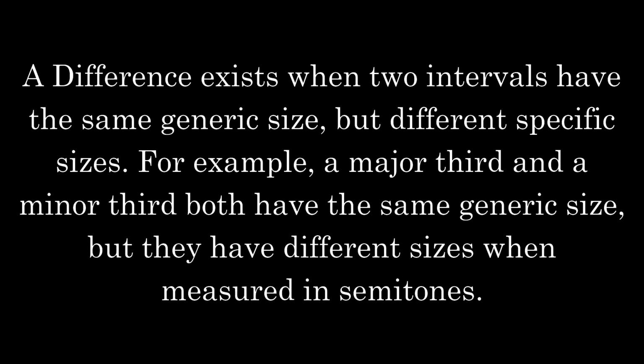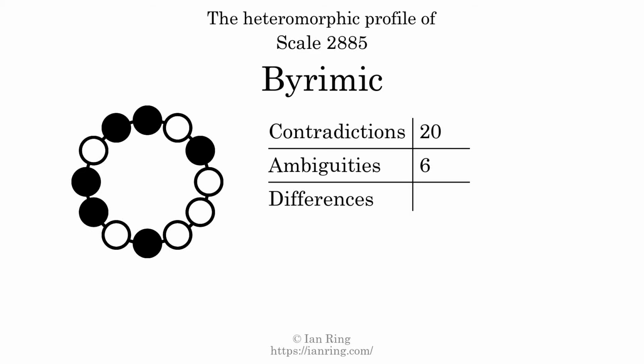A difference exists when 2 intervals have the same generic size, but different specific sizes. For example, a major third and a minor third both have the same generic size, but they have different sizes when measured in semitones. The number of differences in this scale is 51.